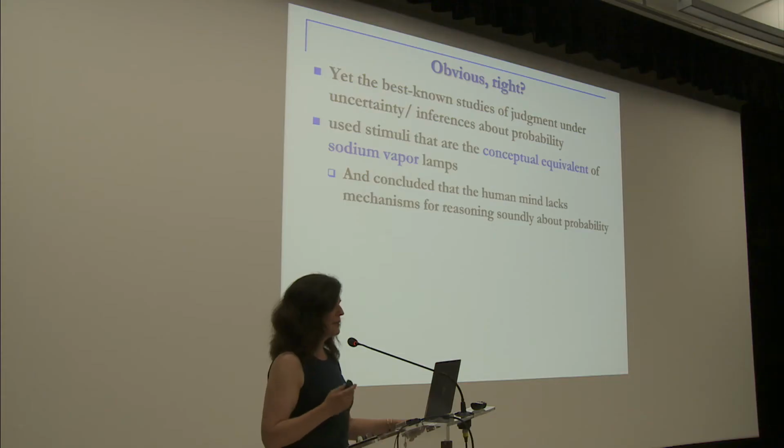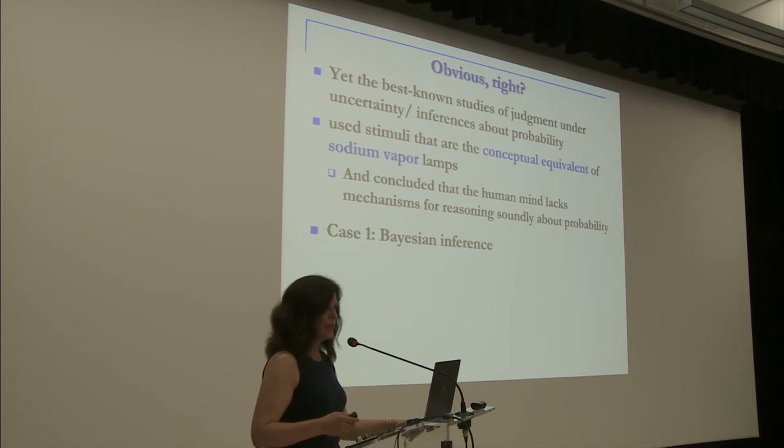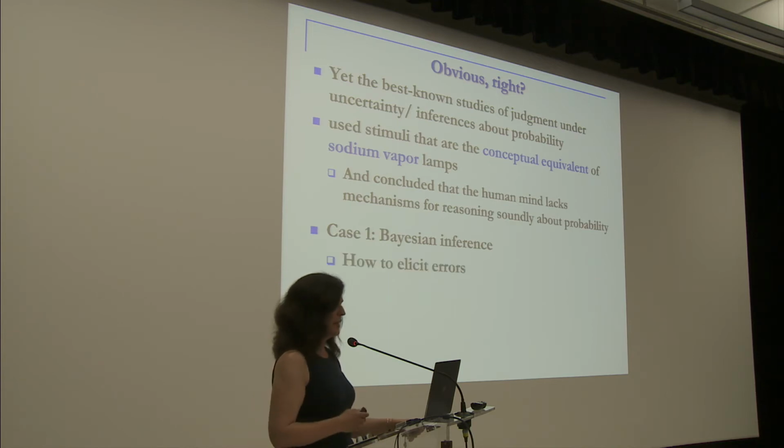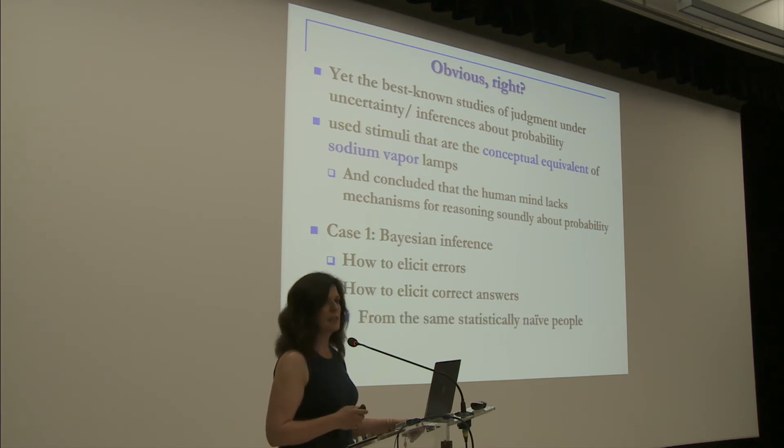Yet the best known studies of judgment under uncertainty, about inferences about probability, use stimuli that are the conceptual equivalent of sodium vapor lamps, and concluded the human mind lacks mechanisms for reasoning soundly about probability. So the case one is going to be Bayesian inference. I'm going to show you how to elicit errors and how to elicit correct answers from the same statistically naive subjects.